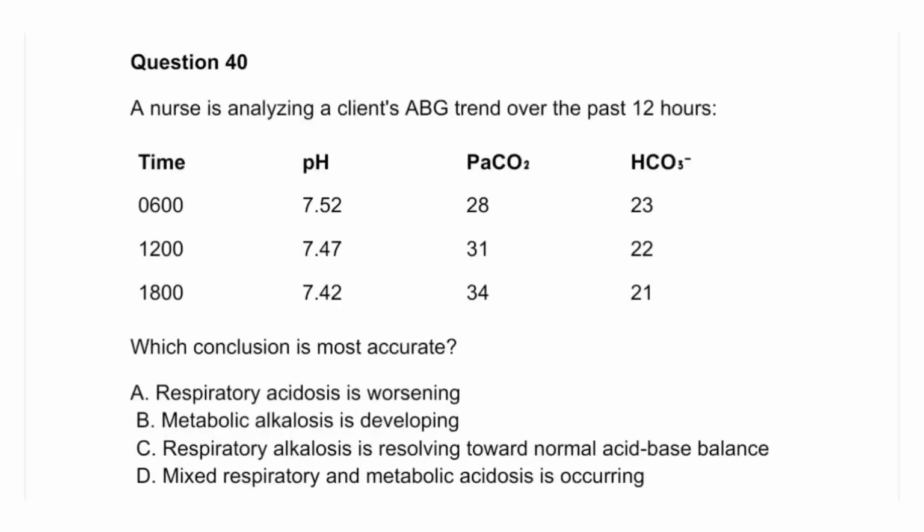Question 40. A nurse is analyzing a client's ABG trend over the past 12 hours. Which conclusion is most accurate? A. Respiratory acidosis is worsening. B. Metabolic alkalosis is developing. C. Respiratory alkalosis is resolving toward normal acid-base balance. D. Mixed respiratory and metabolic acidosis is occurring.